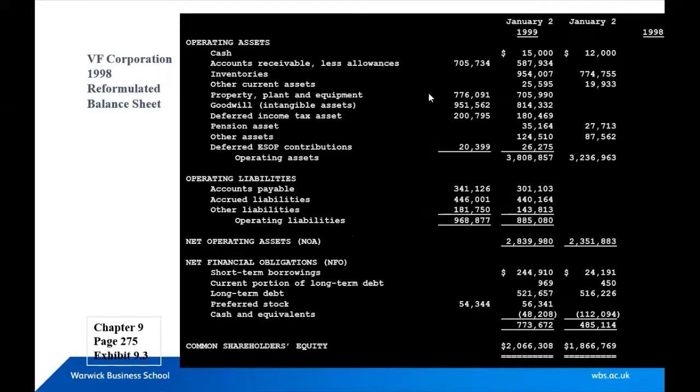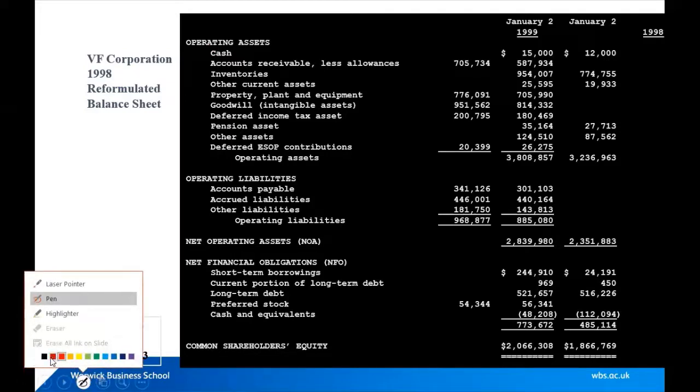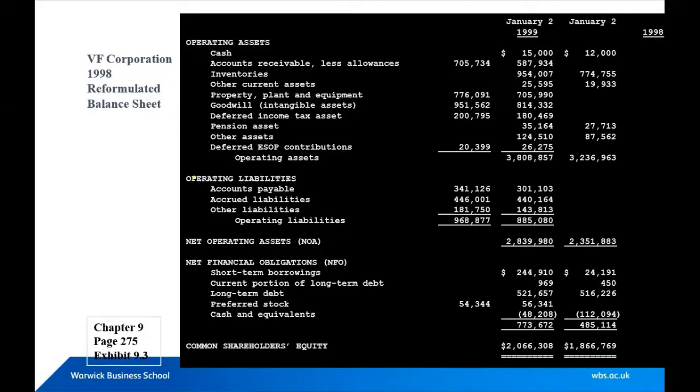We need to understand how we will categorize items as operating and how we'll categorize them as investing and financing. Okay. Let me talk about one item in today's class, and we'll talk about other items in the next class. Let me take the yellow. You see the cash.